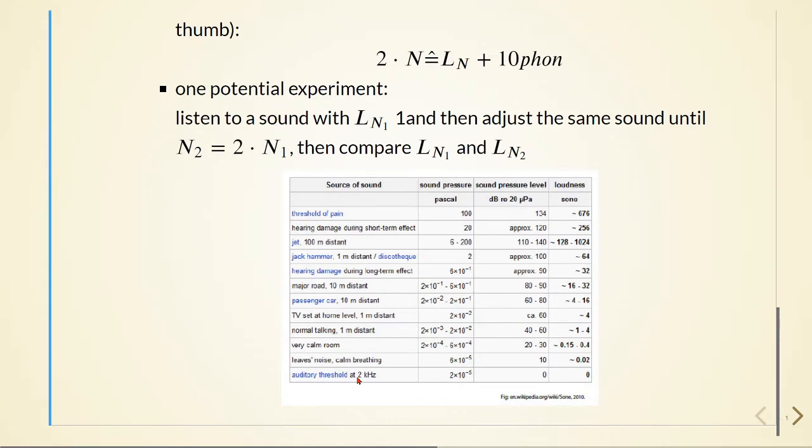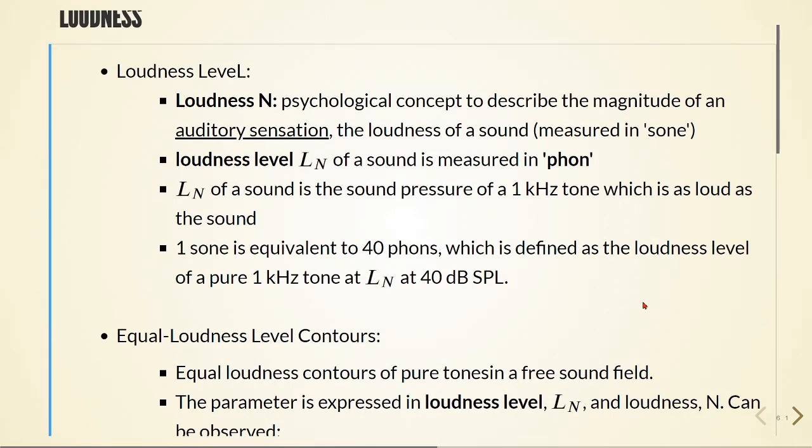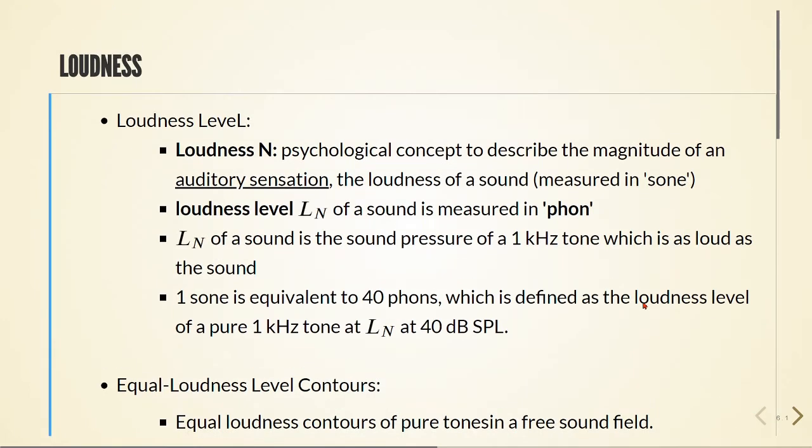The auditory threshold at 2 kHz, as we've seen before, is 2 times 10 to the power of minus 5 Pascal, then we have 0 dB. And for example, a TV set at home level at 1 meter distance, 2 times 10 to the power of minus 2 Pascal, circa 60 dB, and approximately 4 sone. So these are the relationships between loudness N and loudness level and loudness in general.